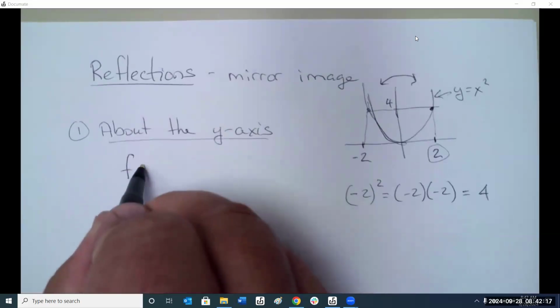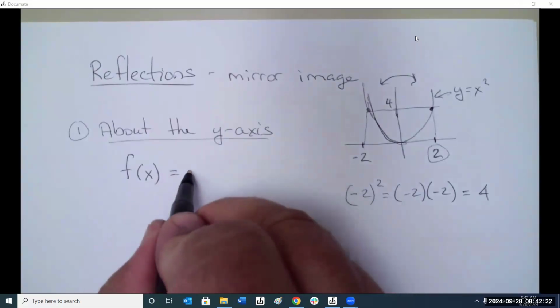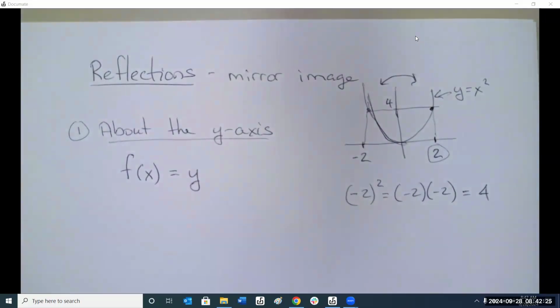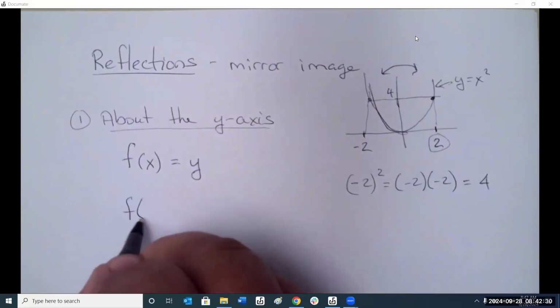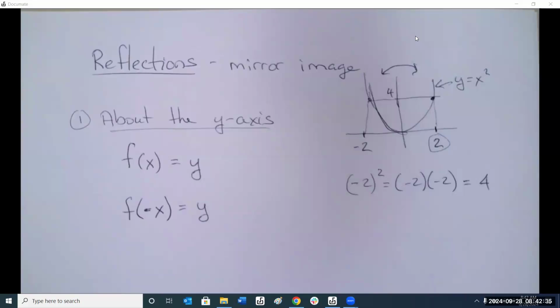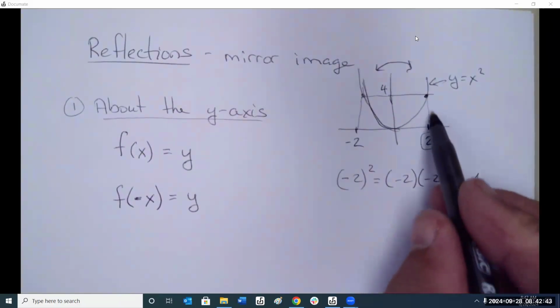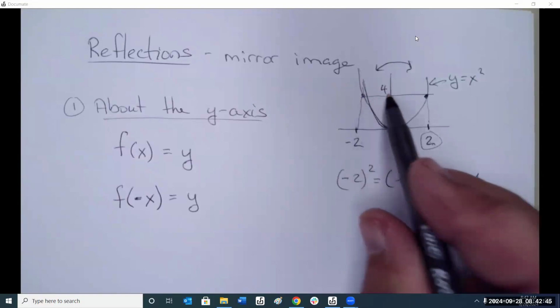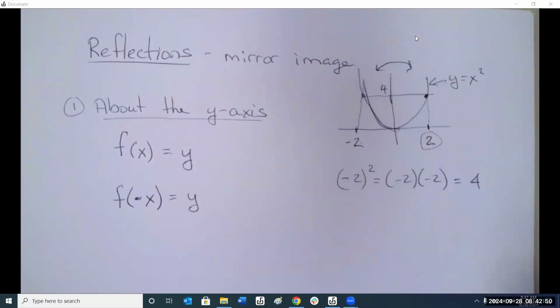Here's the formal definition. If I have a function and I plug it in there, I get some value y. If I take that same function and put the negative of that input, I still get y. And that's what I did here. I put 2 inside there, I got 4. I put -2 in there, I got 4. That means it's symmetrical about the y-axis. So in words, what does this mean?